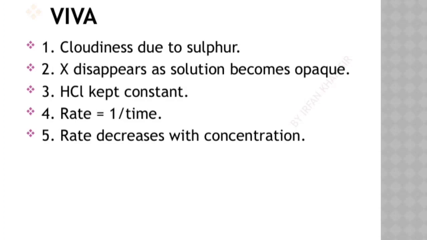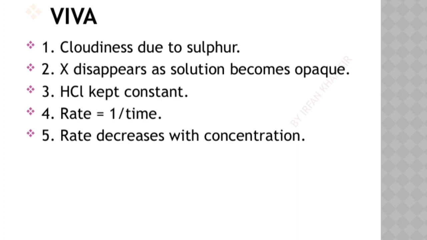All right, let's look at the key points here. First, we see that cloudiness appears due to sulfur. This indicates that sulfur is playing a role in forming a cloudy or opaque solution, which is important when we're discussing reaction progress or the formation of a precipitate. Next, as the reaction proceeds, the substance represented by X disappears, and the solution becomes opaque. This shows that X is being consumed and that the change in opacity is directly related to its concentration. When the solution turns cloudy, it's a clear visual cue that the reaction has reached a certain point.